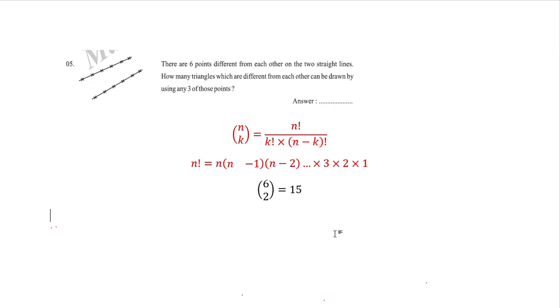So if we draw all of the 15 possibilities where we can choose 2 points, where we highlighted 2 points, there are 15 possibilities for now. And from each of those 2 points, we can combine them at any of the other points on the other line. So there will be 6 triangles on each set. Let me explain it to you.